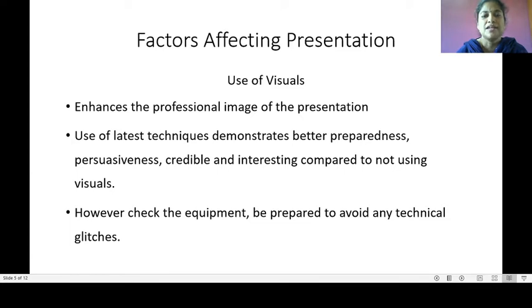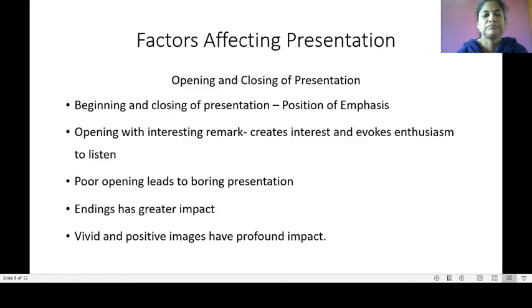Why visuals? They portray the preparedness, the credibility, the persuasiveness of the speaker. After doing all these things, if his or her equipment does not work, it might send out a bad impression. So to avoid all these embarrassments, the technical glitches, the person has to check the equipment beforehand.